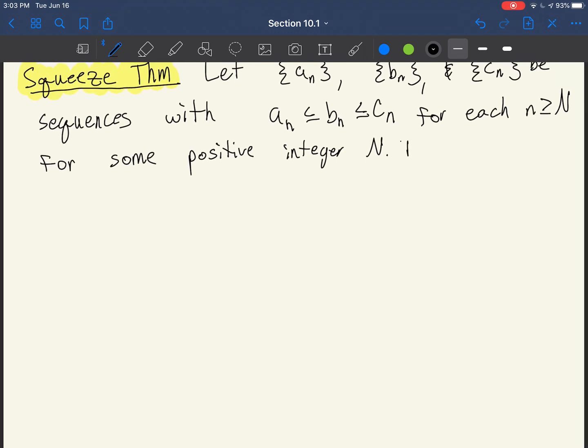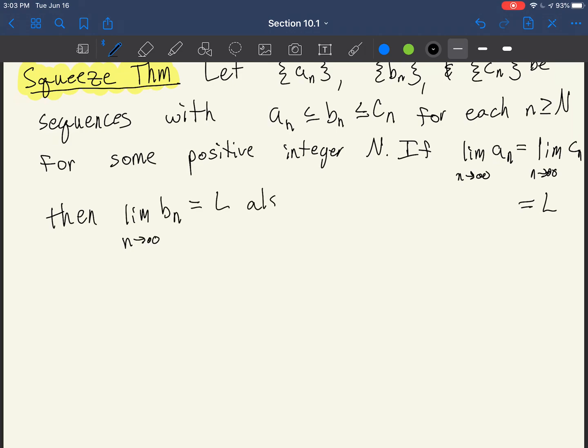Then the statement of the squeeze theorem is if the limit as n goes to infinity of a_n equals the limit as n goes to infinity of c_n, and both of these are L, then the limit as n goes to infinity of b_n has to equal L also. The fact that b_n satisfies this inequality, it's being sandwiched or squeezed between a_n and c_n, and a_n and c_n are both approaching the same number, well then b_n has to also approach that number. It's stuck between the two.